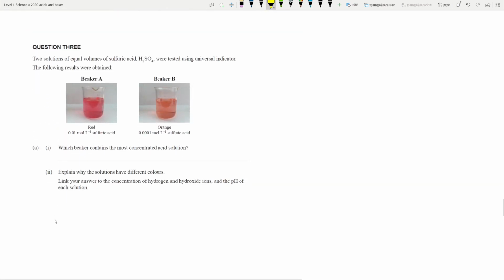All right. Last question. So this is looking at 2 solutions of equal volumes of sulfuric acid tested using universal indicator. So which one has the more? Okay, so it's red. Now, before we go into more detail, well, it's always red. Just remember the rainbow colors. This is what I normally do. I think I've done this before for the older exam papers as well.